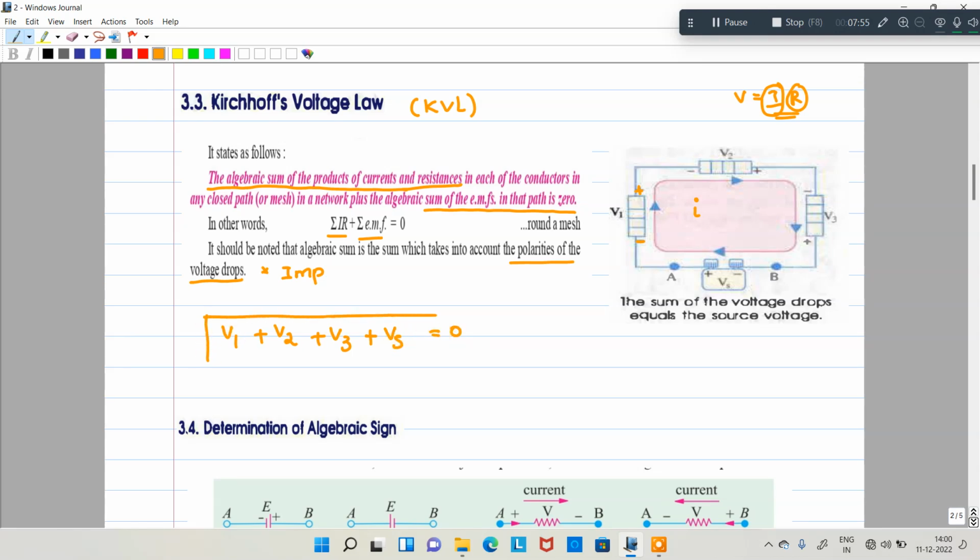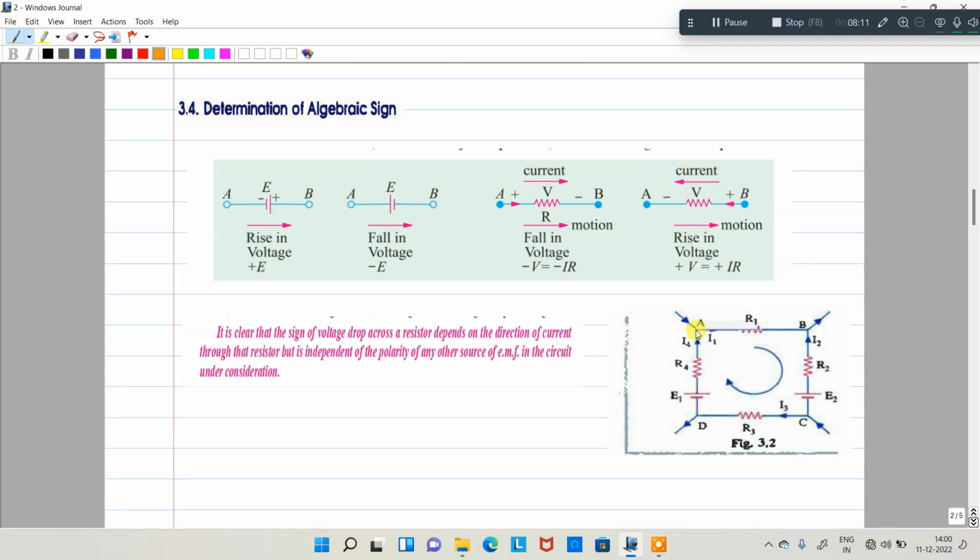This is KVL: the sum of the voltages in a closed path is equal to 0. So here all the polarities are similar, that's why all the voltages are summation only. There is no reverse polarity based on that. Okay. Next, coming to the determination of algebraic sum sign.